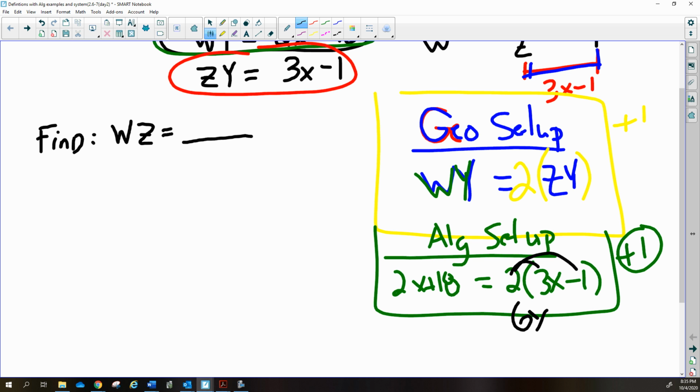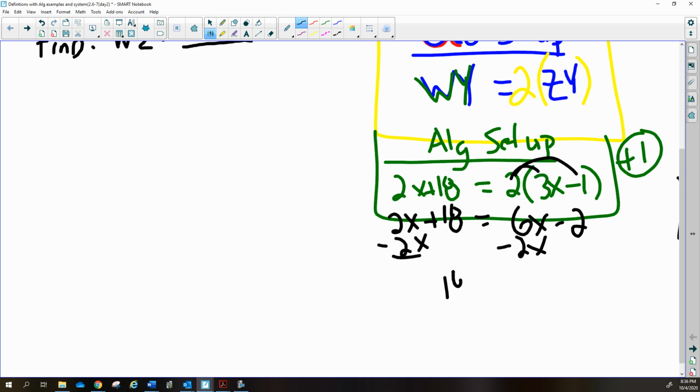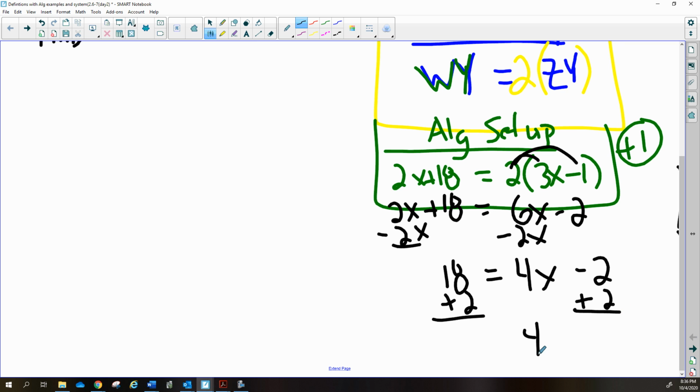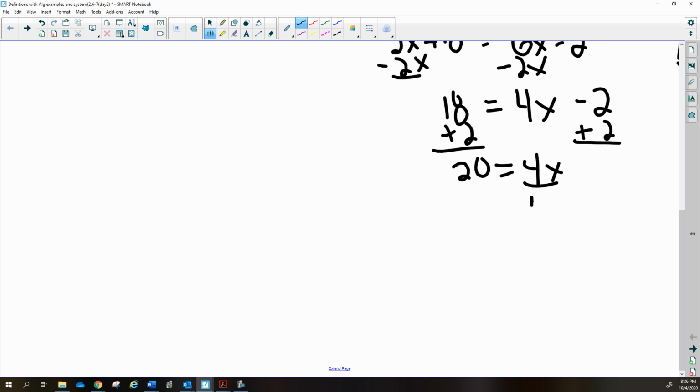We have 6x minus 2 equals 2x plus 18. I subtract 2x from both sides. As I subtract 2x from both sides, I have 18 equals 4x minus 2. Add 2 to both sides, and I'm going to come up here with 4x equals 20. From there I should be able to divide by 4, and that gave me x is 5.